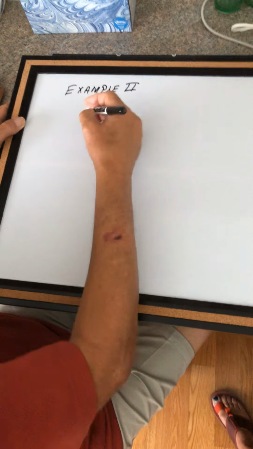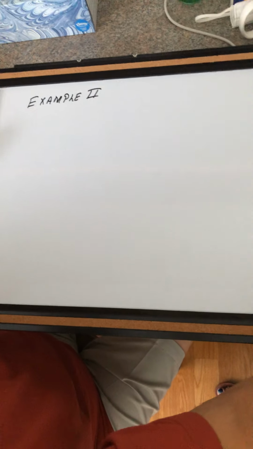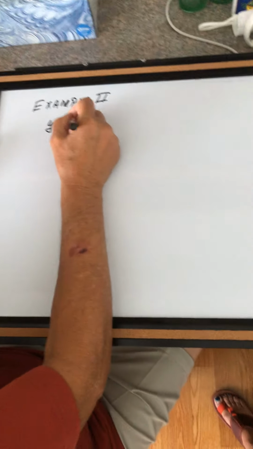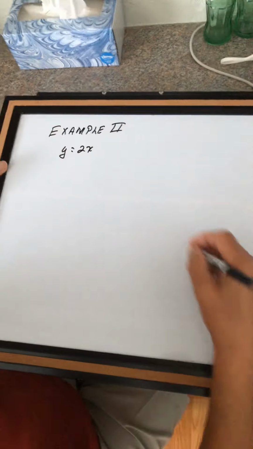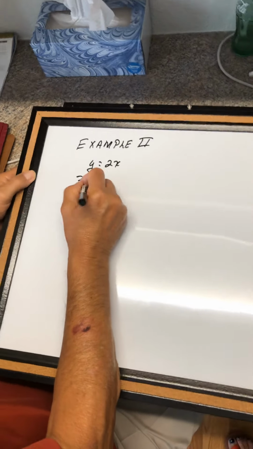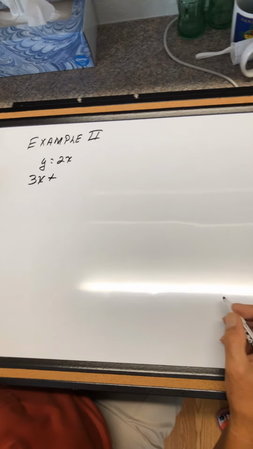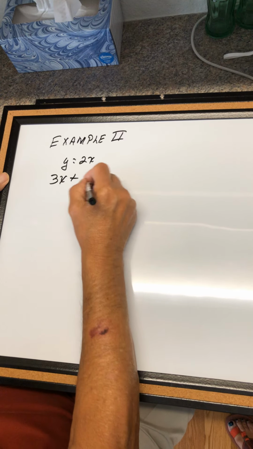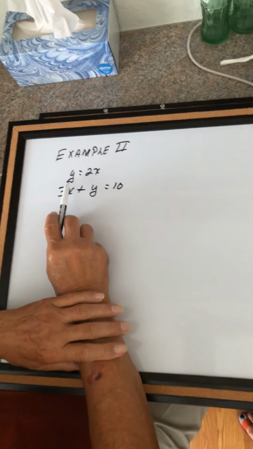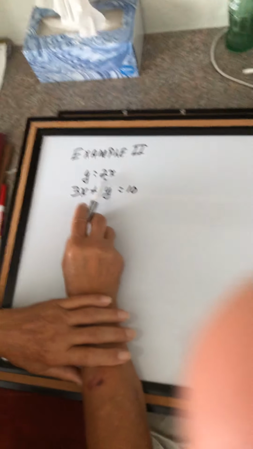This is an easy one. This is y equals 2x. And then I have 3x plus y equals 10. If I look at this, this is already solved for y in terms of x.